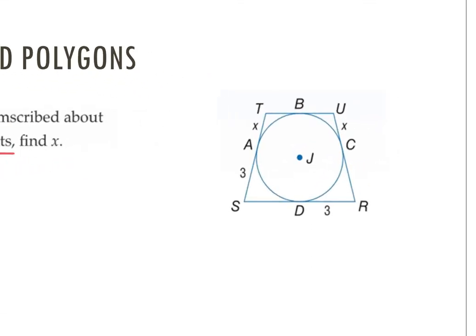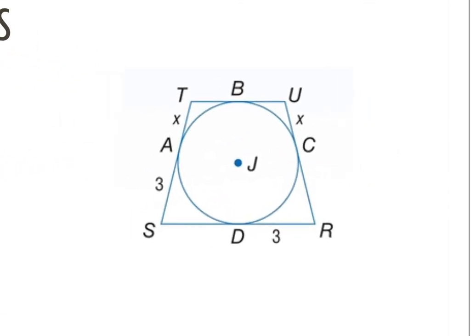So as I zoom in on my picture over here, I start over here at AT, and this is X. It's a tangent line. It shares an endpoint with TB, so that means that's going to be congruent. So that's also X. Same thing on the other side. UC is X, therefore BU must be X. And I'm literally just going to go around the figure like this.